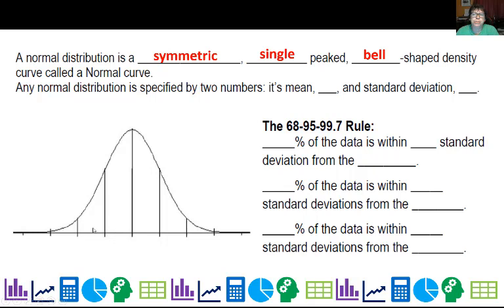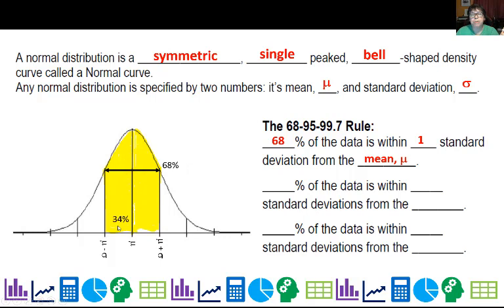Any normal distribution can be specified by just 2 numbers, the mean, mu, and the standard deviation, sigma. Now, we have a nice empirical rule because we know the shape of these distributions so well. It's called the 68, 95, 99.7 rule. And that is that 68% of the data is within 1 standard deviation of the mean. So if I do this, these marks represent standard deviations. 68% of my data is right here in the yellow.